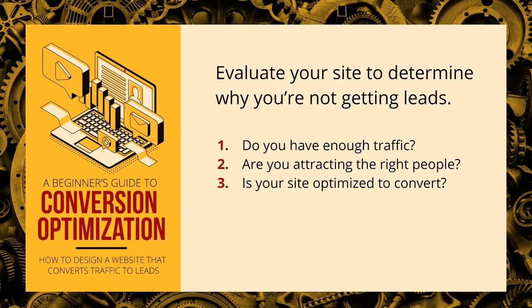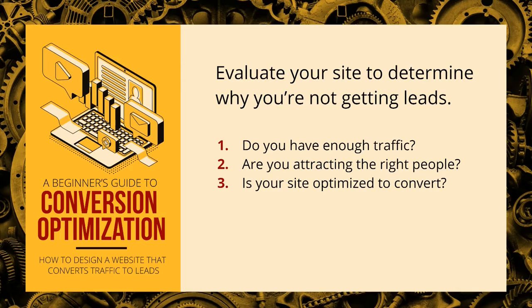You want to make sure you're attracting the right people. Again, if you're selling to teenagers and you're looking at your data and you're seeing people ages 40 and up, then you know your traffic is not targeting the right people. You're not attracting the right people, and there may be something with your targeting. It could be something with your messaging. But you want to make sure that you're attracting the right people.